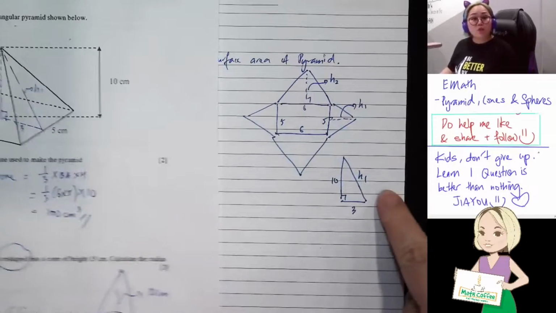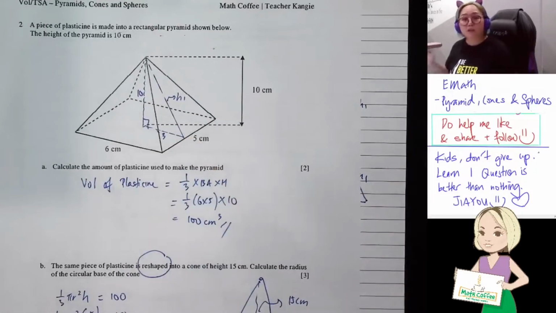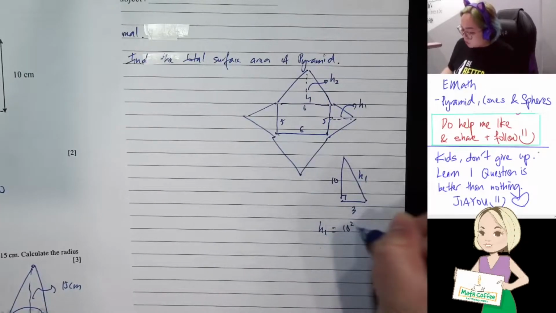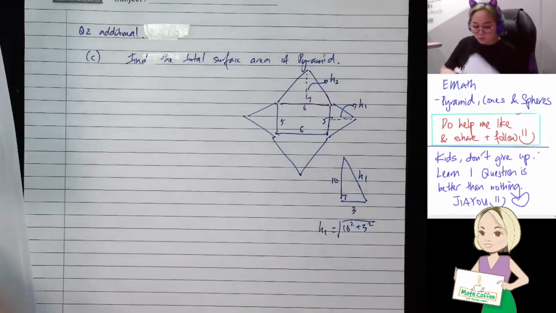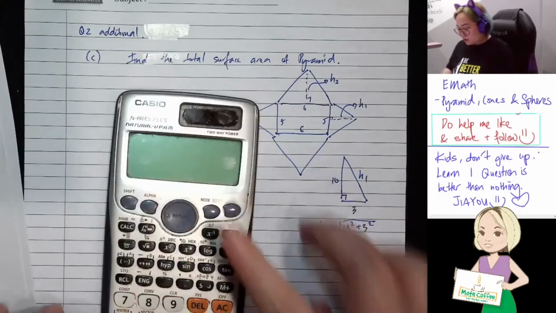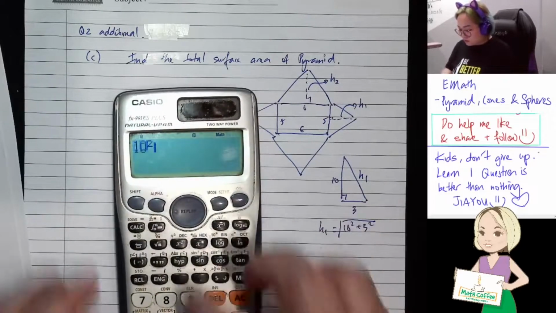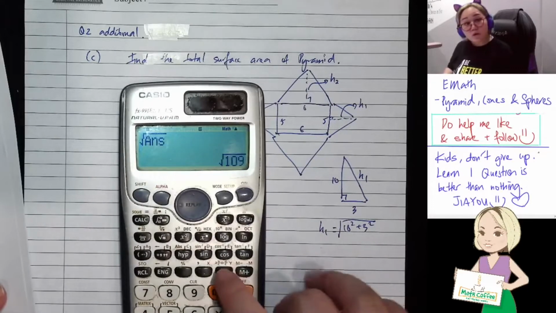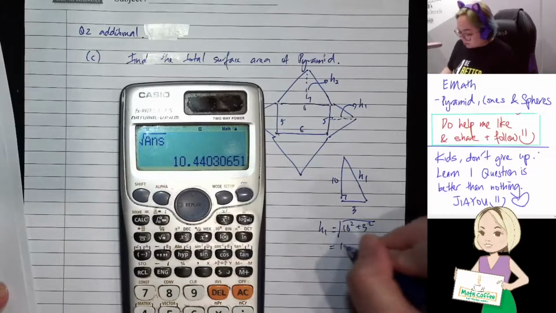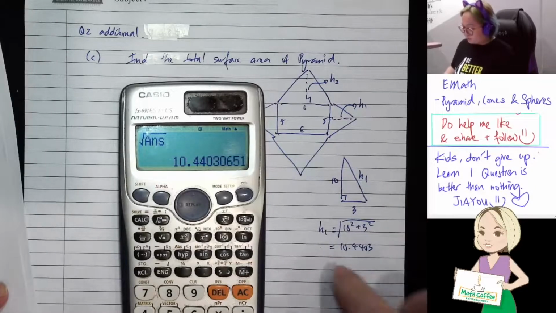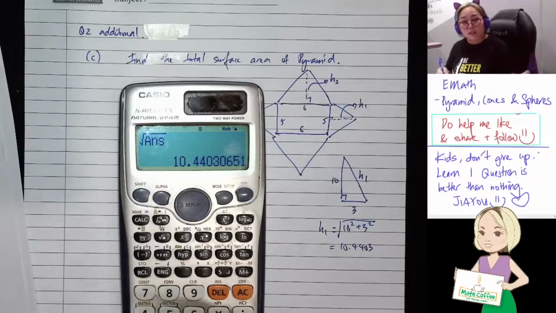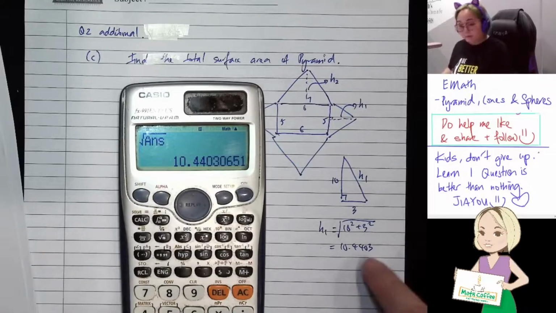To find the H1, you will have to use Pythagoras theorem. So H1 will be 10 square plus 3 square, and then you square root. It would be 10.4403. Always write the long one. Don't round off, because we are going to use the height to do our total surface area. So always keep the long one. Now I'm done with the H1.